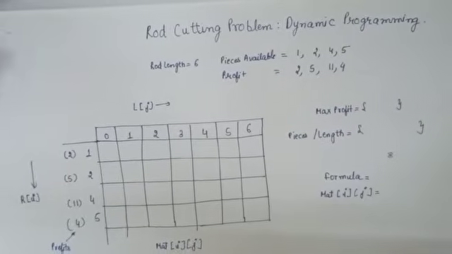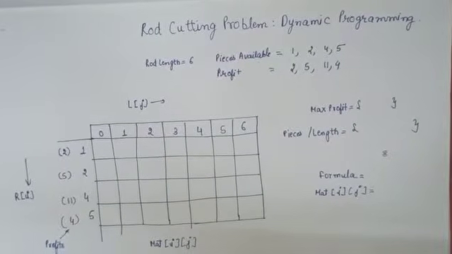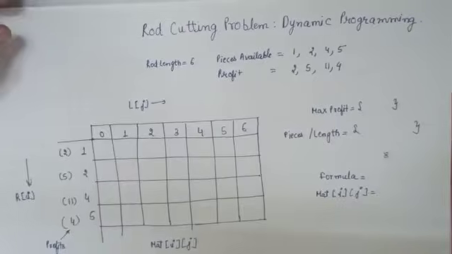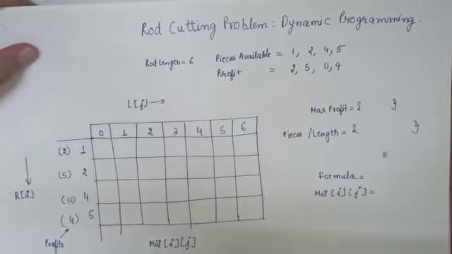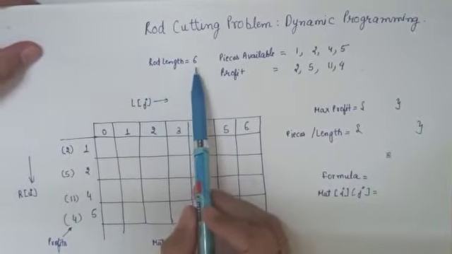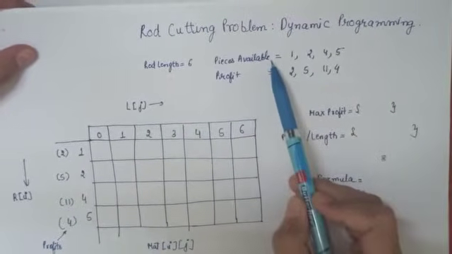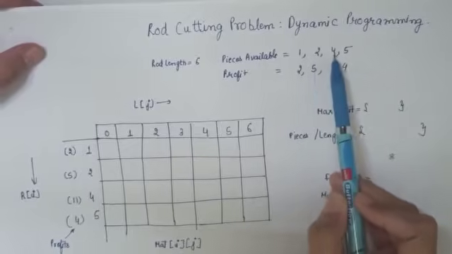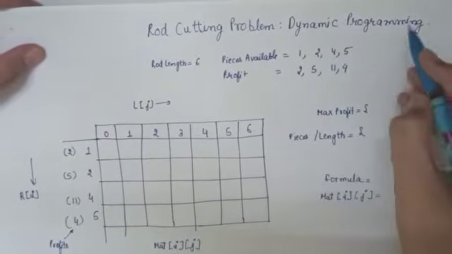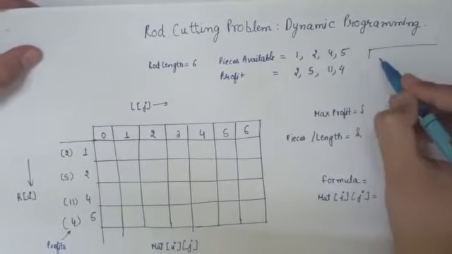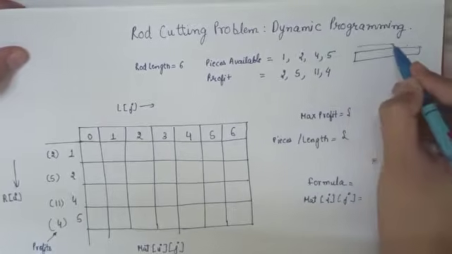Hi friends, today we will be discussing the rod cutting problem under dynamic programming. So first, let's discuss what the problem is. We are given a rod of length 6 and pieces available of length 1, 2, 4 and 5. So what we have is a big rod of total length 6.